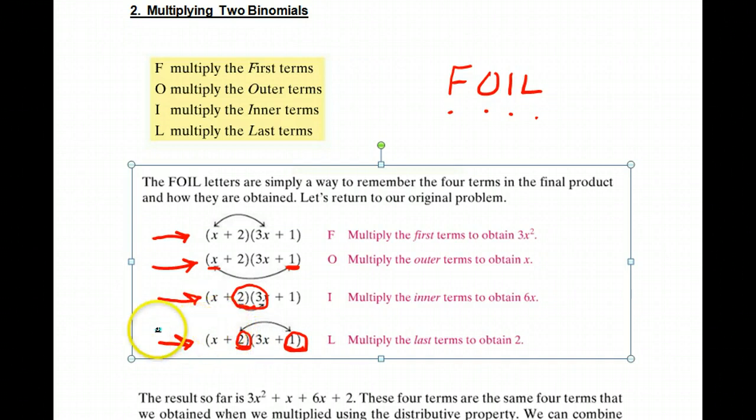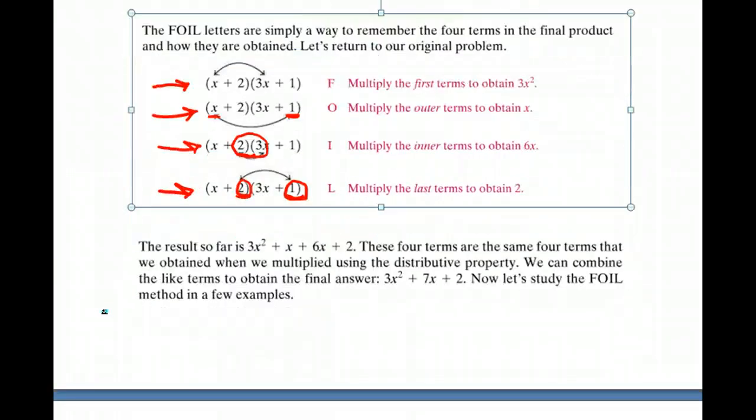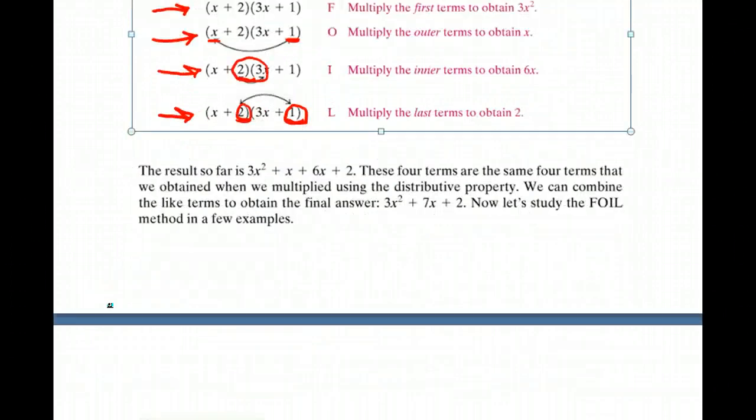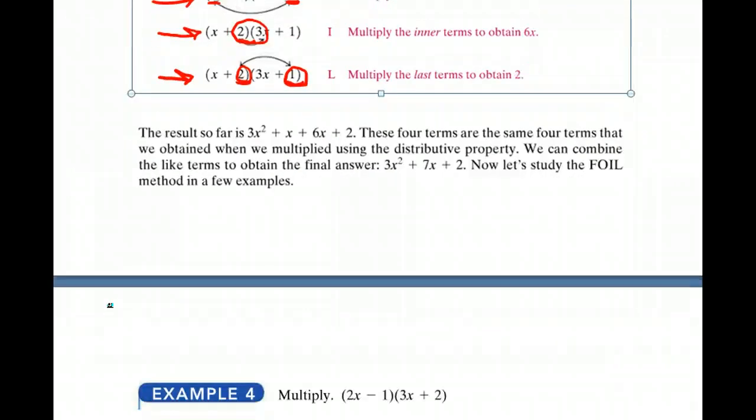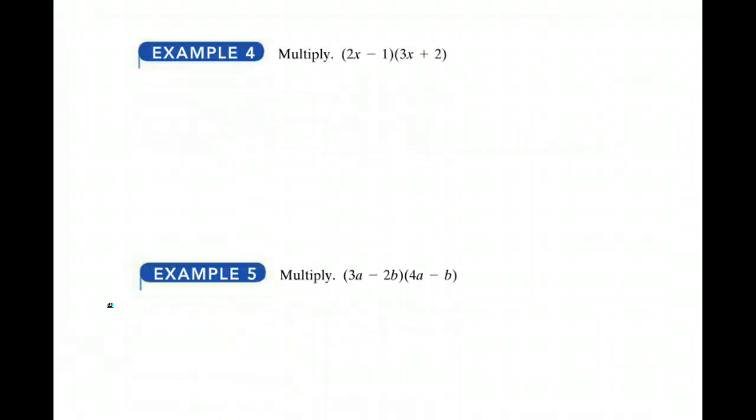When you follow the steps of FOIL, you have ensured that you have multiplied every single term together in that set of binomials. And then you're simply going to combine like terms and simplify in order to get a final answer. So what we're going to do now is look at a series of examples and follow the steps of FOIL.